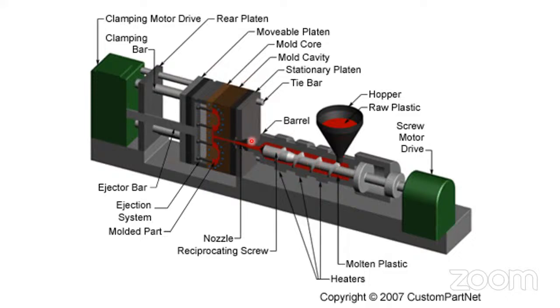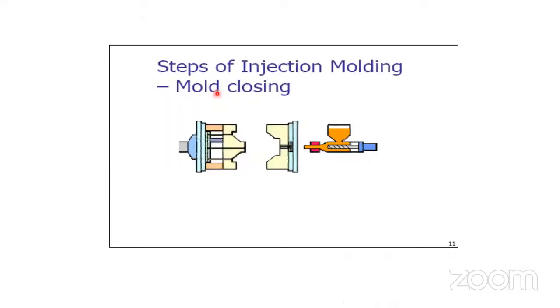This is the injection pressure and here the clamping pressure. Clamping pressure should be higher than the injection pressure. I want to tell you this thing, right? Otherwise, if this pressure is higher and this pressure is lower, that time the mold may open and the material will come out from the mold. This type of thing you should keep in mind.